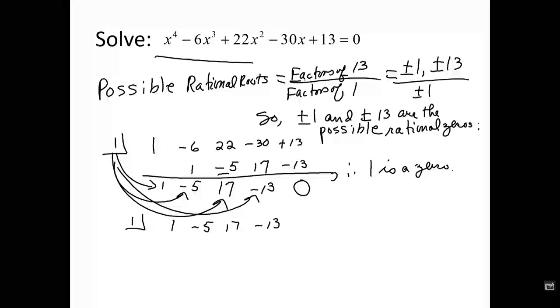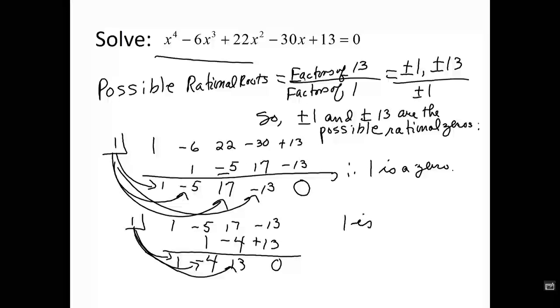So we bring down the leading coefficient 1. 1 times 1 is 1. A plus 1 minus 4 is negative 4. 1 times negative 4 is negative 4. Negative 4 plus 17 is 13. 1 times 13 is 13. So what do we conclude? We conclude that 1 is actually a double root. So 1 is a double root.